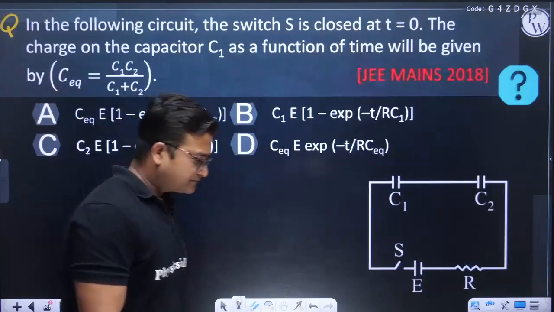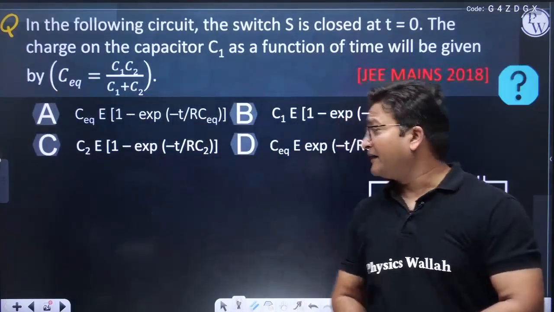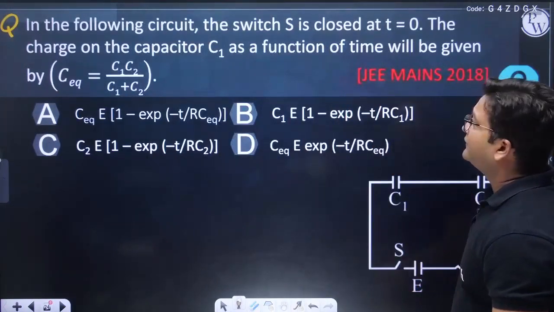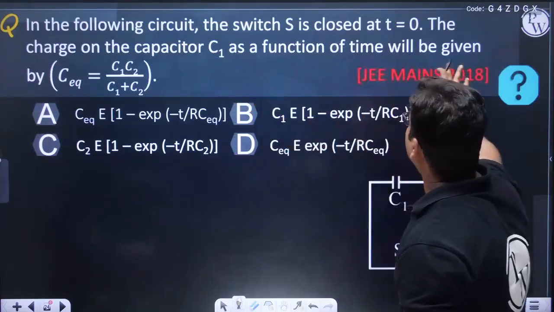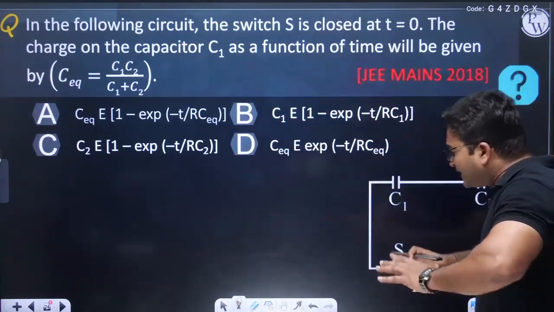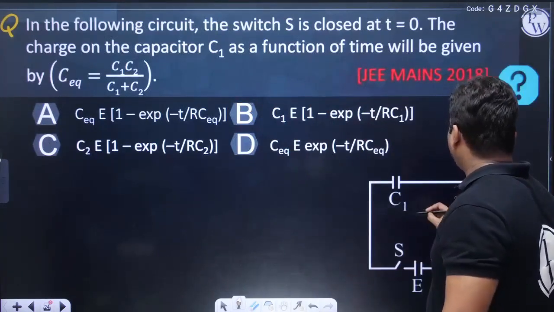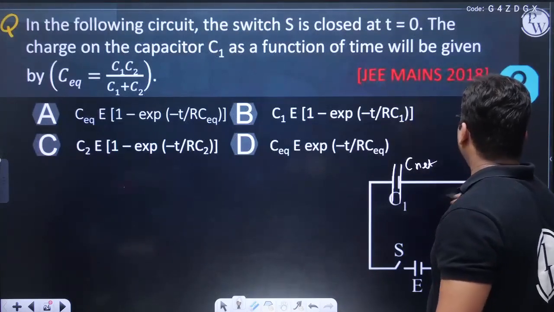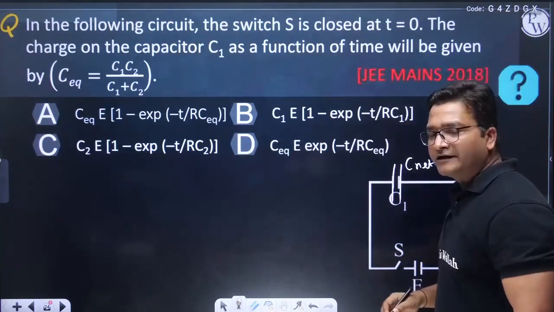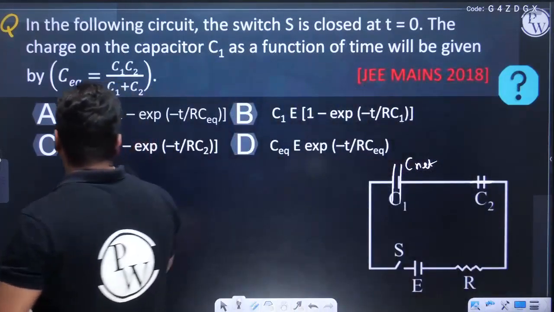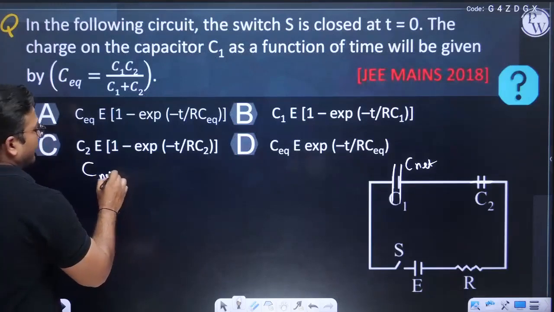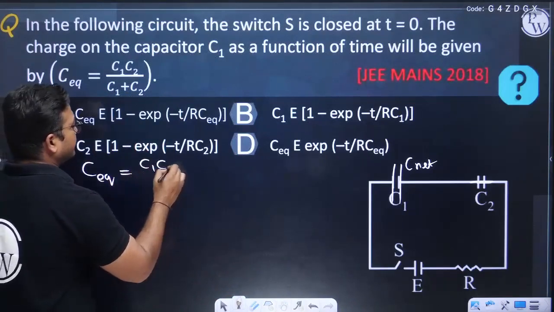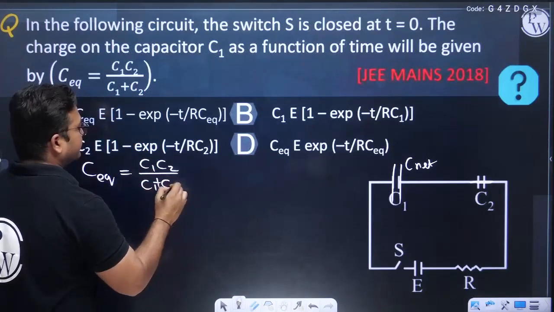Over to next question. Here they are saying we have two capacitors in series and they are connected to a battery and a resistance, and when switch is closed, the charge on capacitor C1 as a function of time will be given by. So this is actually a very simple problem. You can replace the two capacitors by a single capacitor of capacitance C net. You can forget about this capacitor. You can take C net as a single capacitor, and obviously the C net will be given by C equivalent. C net can also be called C equivalent and will be given by C1 C2 divided by C1 plus C2.